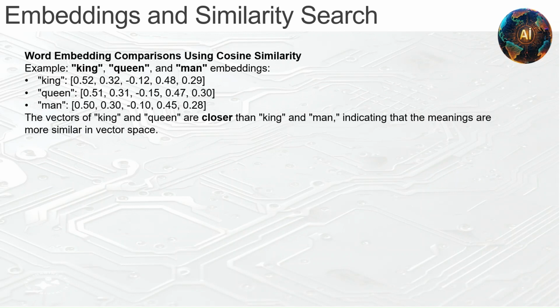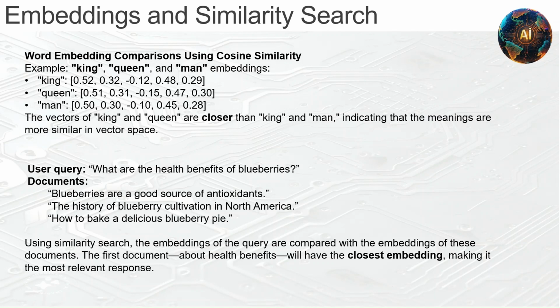As an example, here you can see the embeddings or vector representations for the words king and man are closer to each other than the vector representation for queen. Obviously, because king and man are semantically related. So, as another example, if the user asks for health benefits of blueberries, then out of the three documents from the document database, if we do a similarity search on these headings, the first document stating blueberries are a good source of antioxidants will have embeddings closest to the embeddings of the user query.